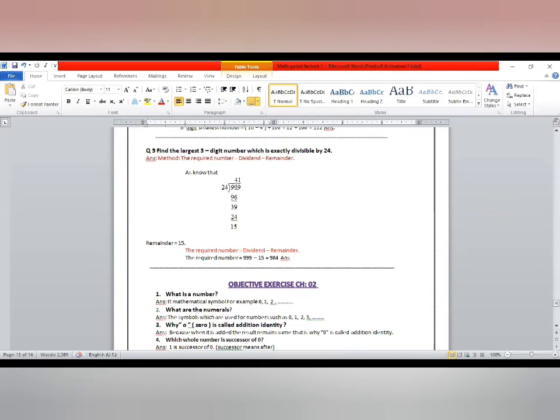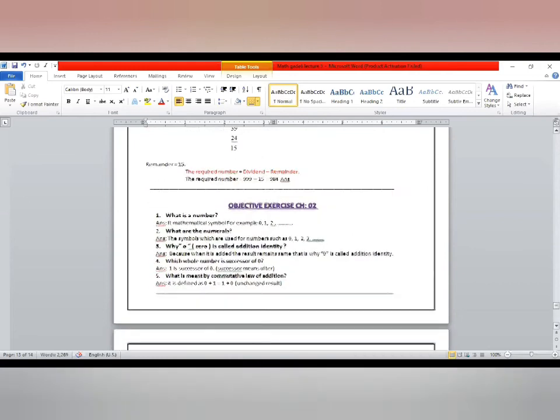First we will divide the largest 3-digit number by 24. First on 99, 24, 4 times 96, we get the 3, bring the 9. On 39, 24 table 1 time, because 2 times 48 is more. We will get the 15. Now the remainder comes to 15. Here we have to subtract the remainder from the dividend, and dividend is 999. 999 minus remainder, it is 984. This is the required number.